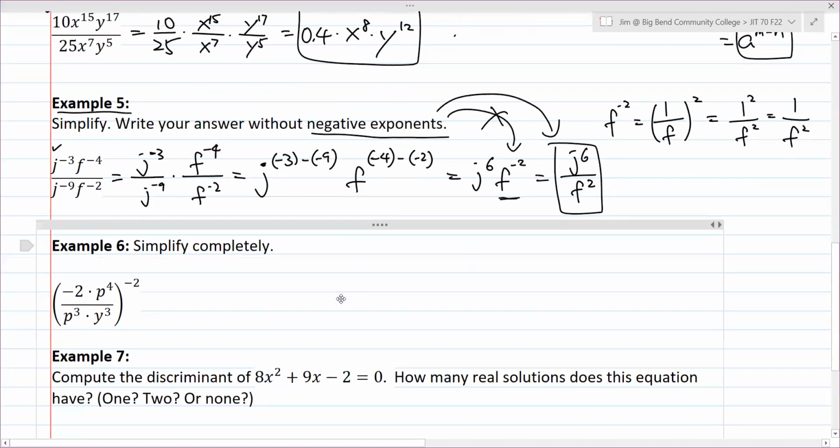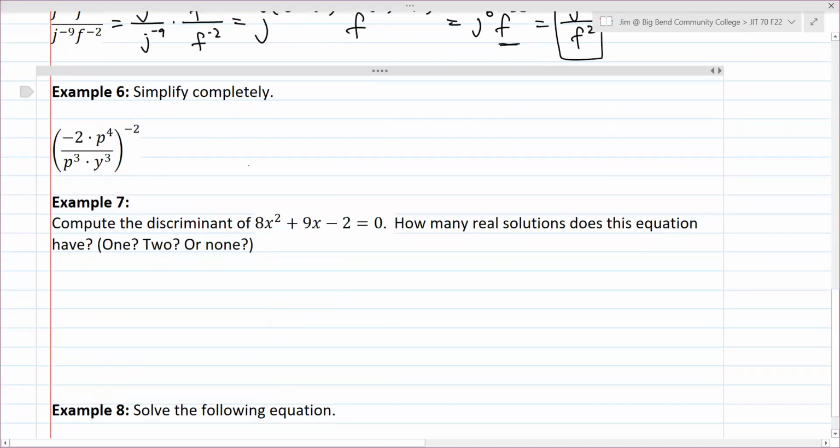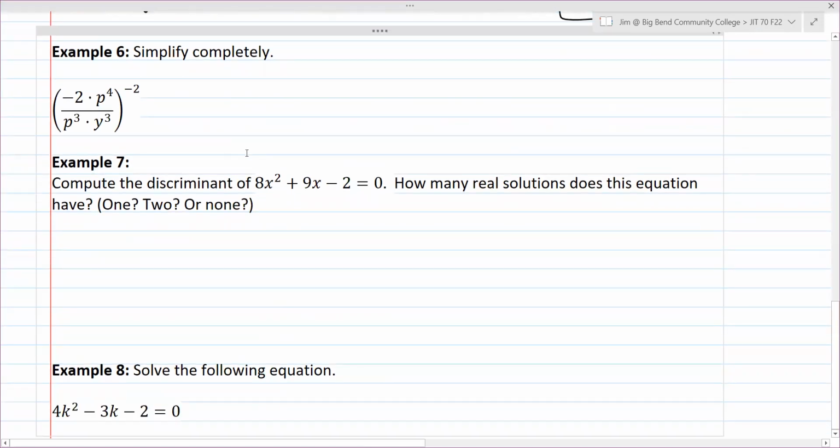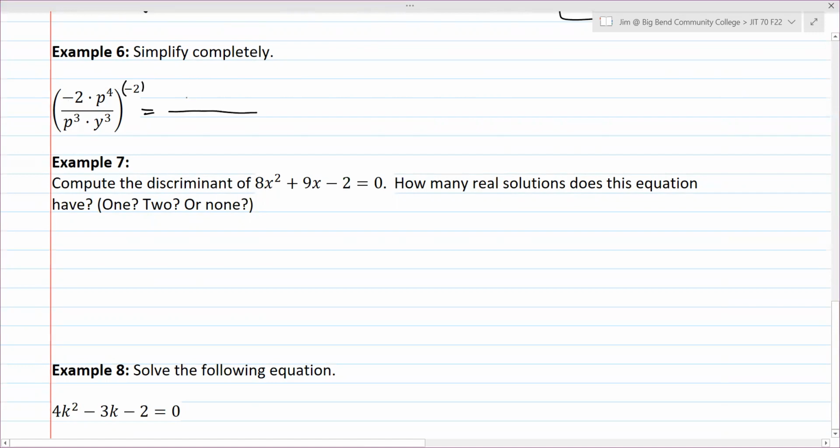So sometimes you got to read the question carefully and see what you're solving. Next, example 6, simplify completely. All right. So if you have a chunk of fraction, a huge fraction to a certain exponent, then we can recall that the exponent can be distributed on each part.